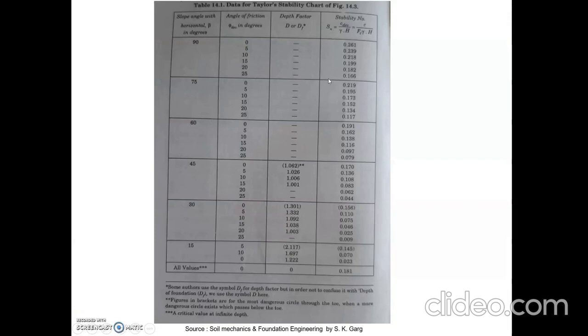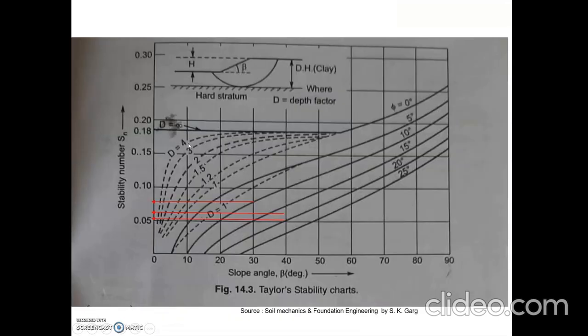This is the chart which shows us the value of stability number for various values of beta, that is the slope angle, and angle of internal friction phi, and also the depth factor. Here in the graph, even for the depth factor, we can come to know the stability number if we know the value of slope angle. For example here, if beta is equal to 10 degrees and depth factor equal to 3, we can say that stability number is 0.15.